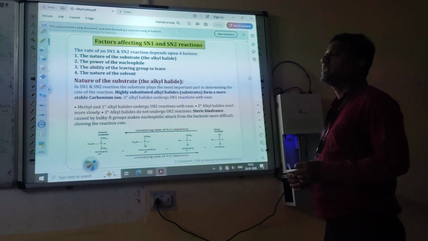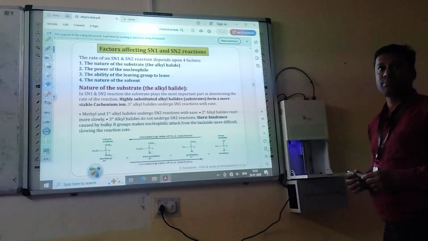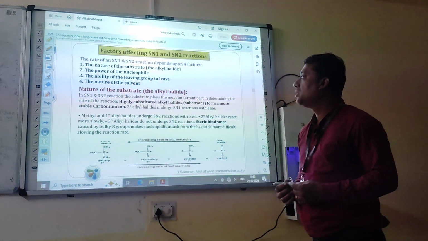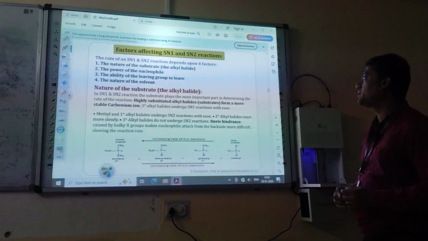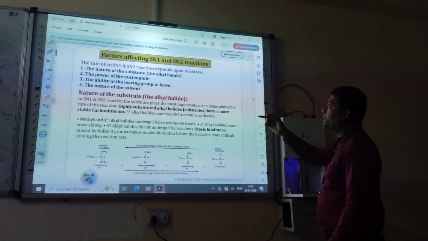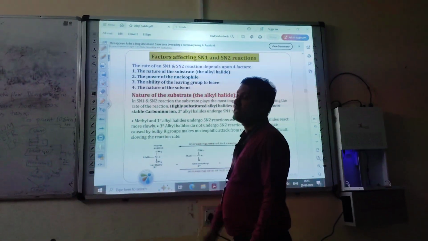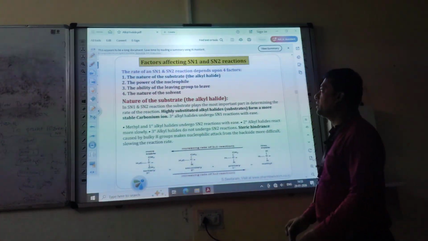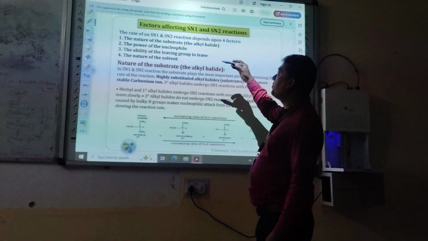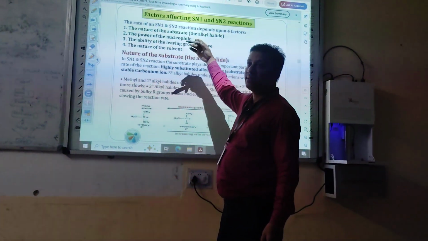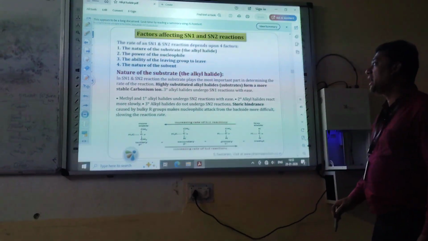Then factors affecting SN1 and SN2 reaction. What are the factors that are responsible for favoring SN1 and SN2 reaction? The rate of an SN1 and SN2 reaction depends upon 4 factors. Number 1, the nature of the substrate. What is the type of substrate? It is methyl or primary or secondary or tertiary alkyl halide.